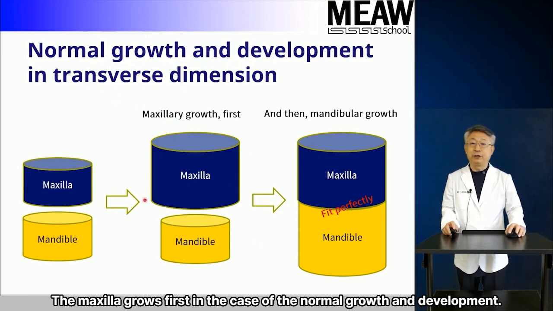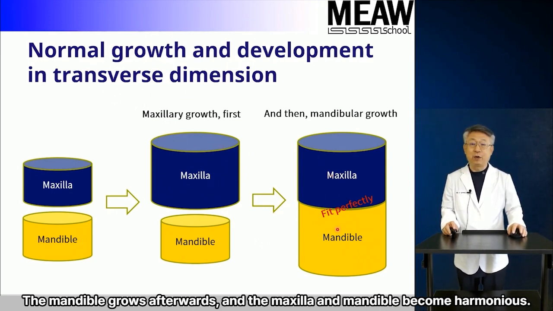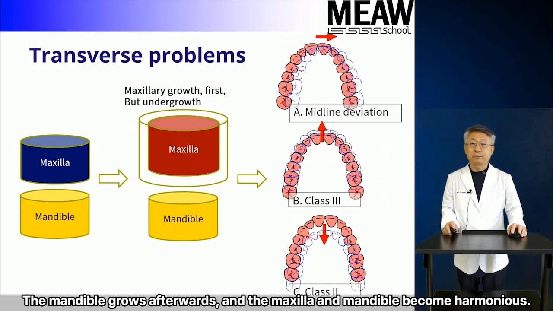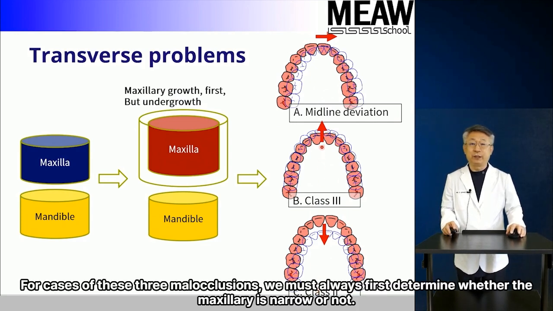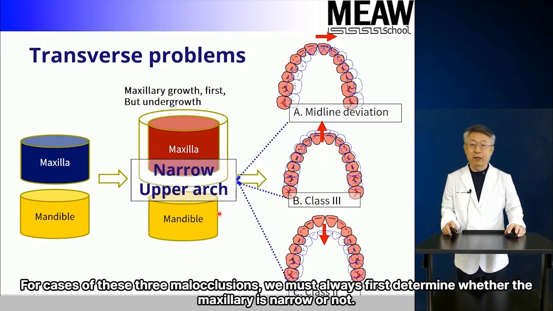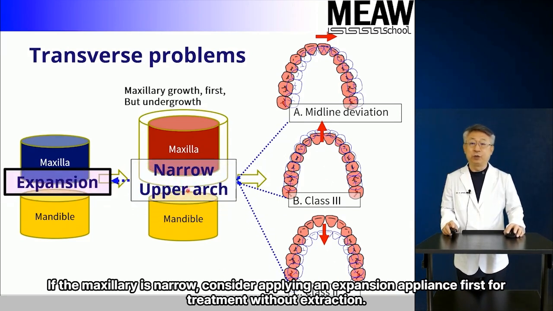The maxilla grows first in the case of the normal growth and development. The mandible grows afterwards, and the maxilla and mandible become harmonious. If for some reason maxillary growth is insufficient, it may result in midline deviation or class 3 or class 2 malocclusion, as I commented. For cases of these 3 malocclusions, we must always first determine whether the maxillary is narrow or not. If the maxillary is narrow, consider applying an expansion appliance first for treatment without extraction.